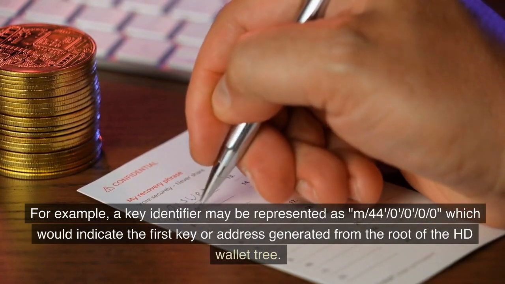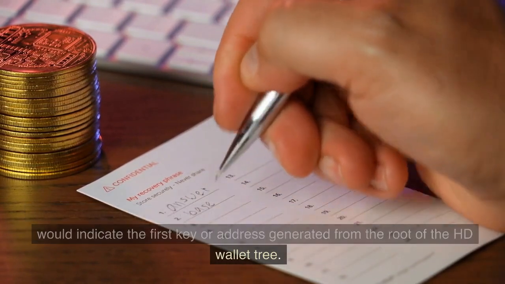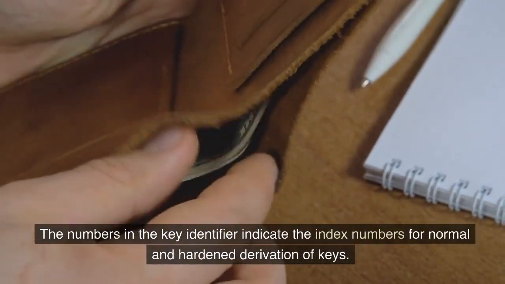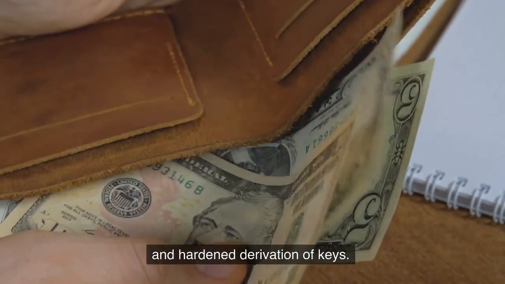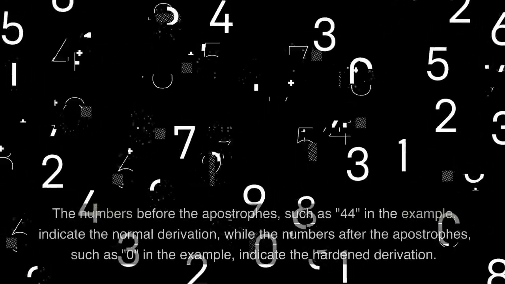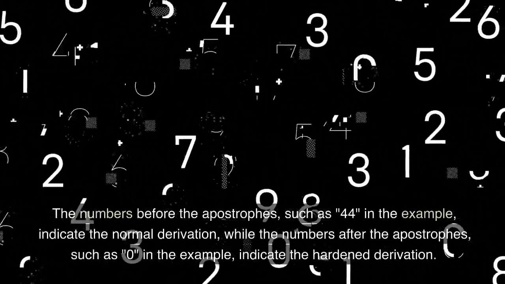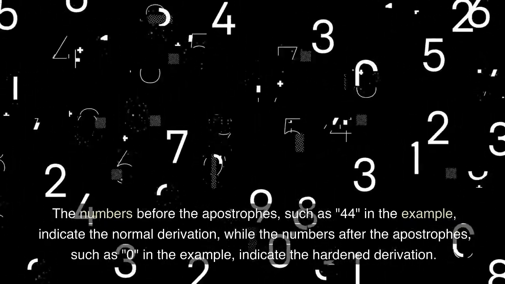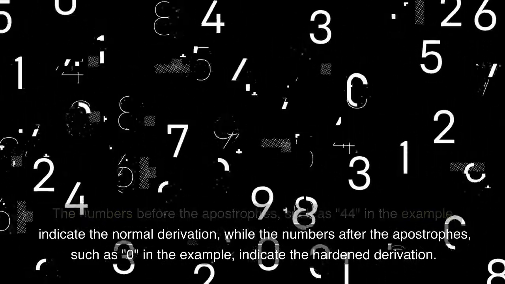For example, a key identifier may be represented as M/44'/0'/0'/0/0, which would indicate the first key or address generated from the root of the HD wallet tree. The numbers in the key identifier indicate the index numbers for normal and hardened derivation of keys. The numbers with apostrophes, such as 44 in the example, indicate hardened derivation, while the numbers without apostrophes indicate normal derivation.